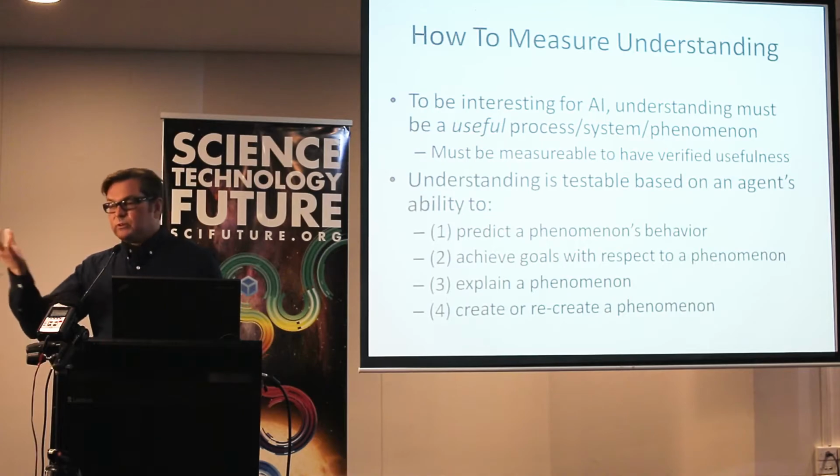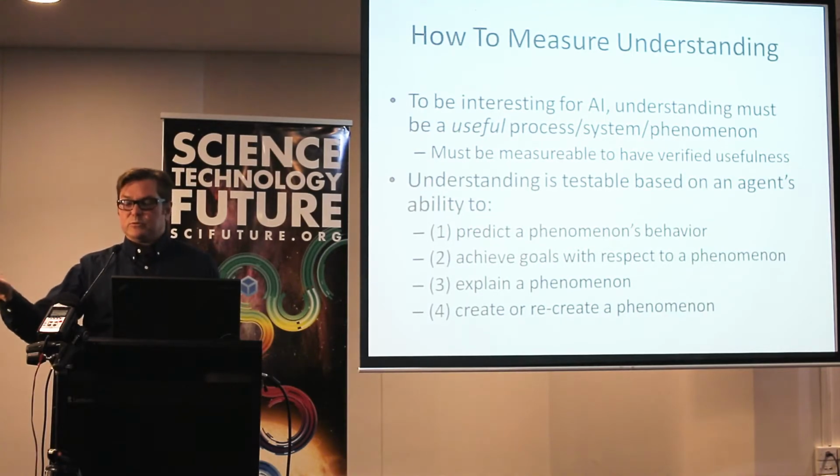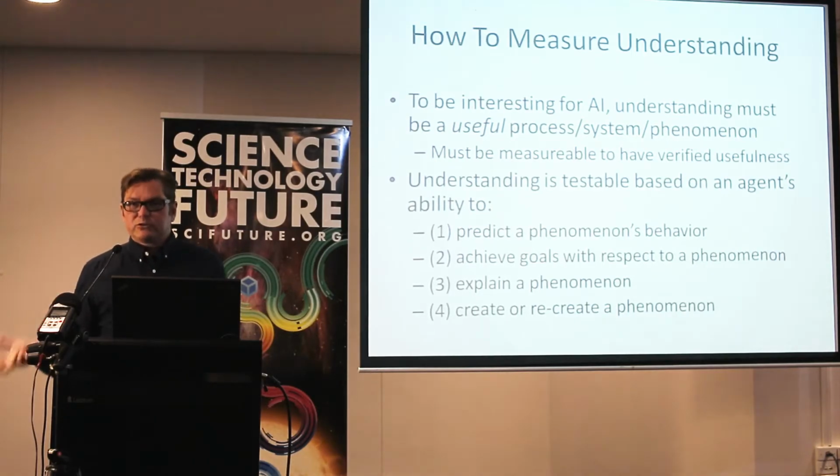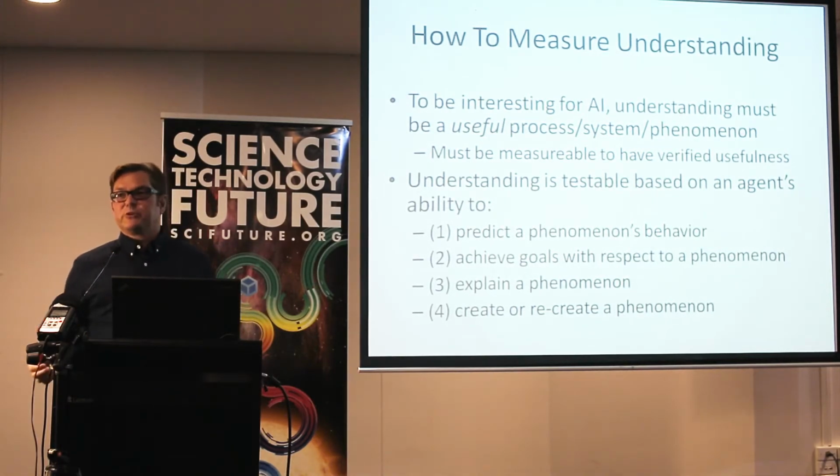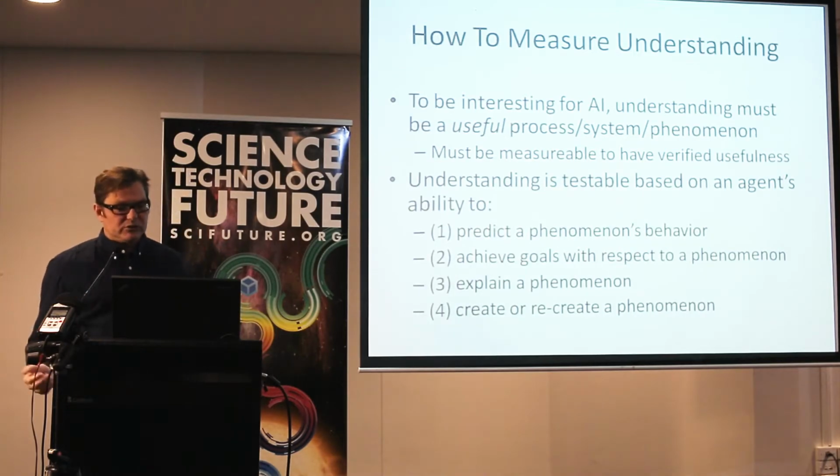So if you have a phenomenon and you want to test whether someone understands it, one way to do that is to see if they can predict what's going to happen to it if you do X or Y. Another is achieving goals with respect to it. So for instance, if you understand driving, you should be able to avoid crashing into things, and you should be able to explain what to do to the steering wheel if suddenly there's a person in front of your car and it's moving towards you.